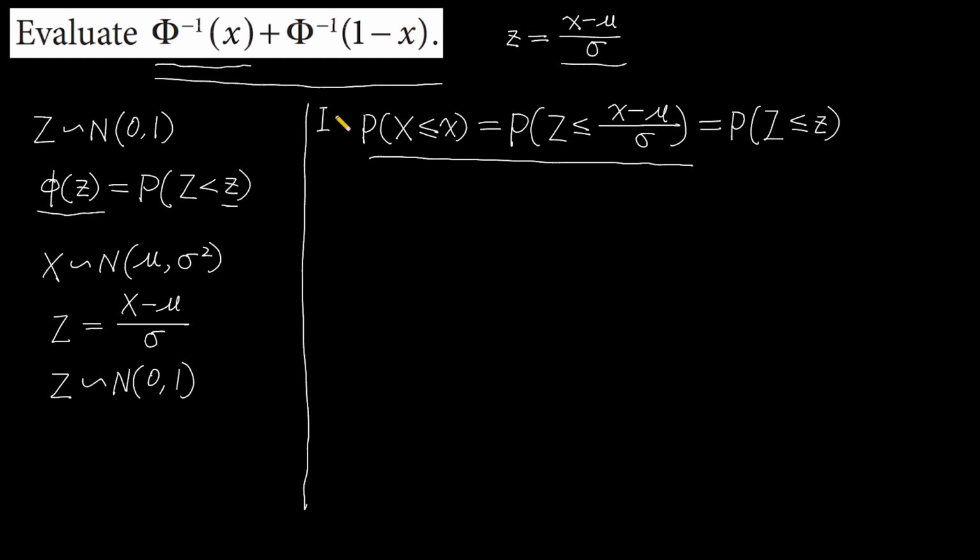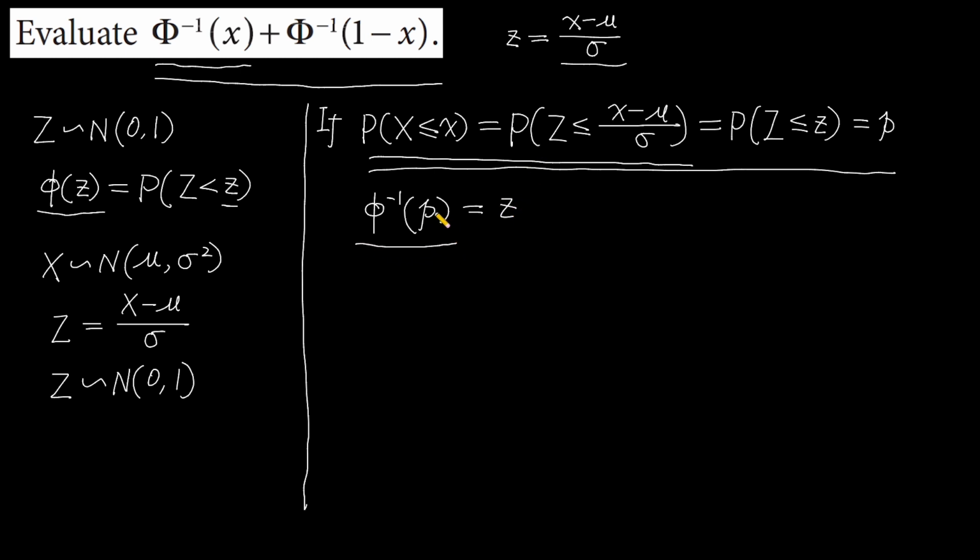So if these equal the lowercase letter p, the probability to represent these probabilities, then we can use a new notation. This one is the inverse, with p inside. This equals the lowercase letter z. So this as a whole represents a value, and p is a probability.